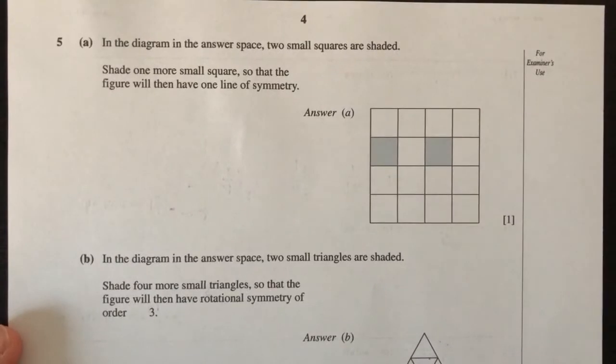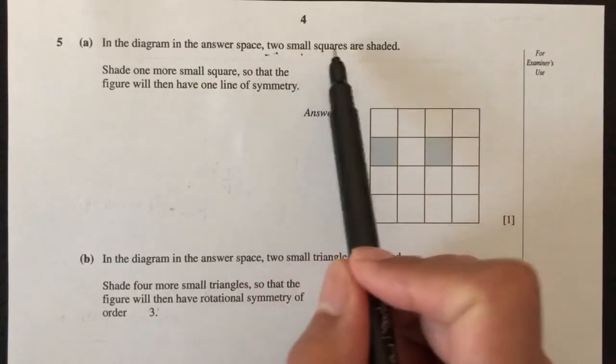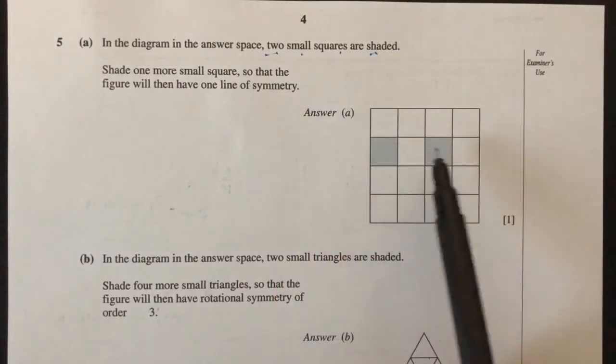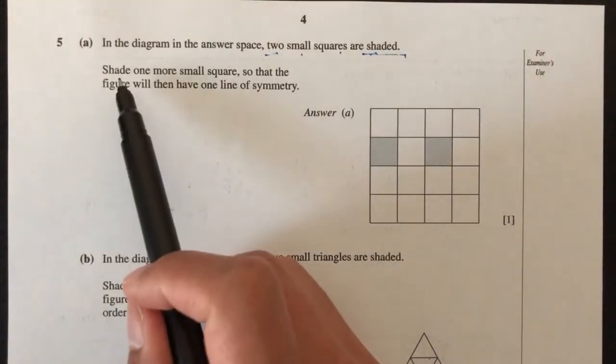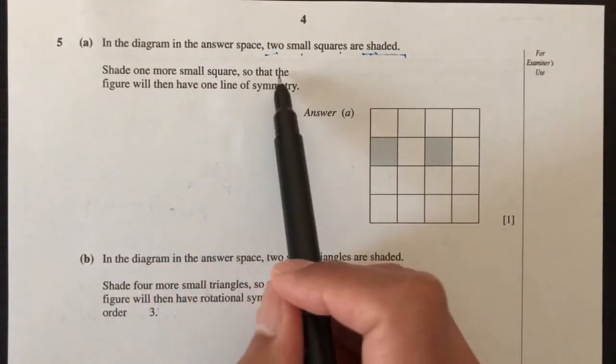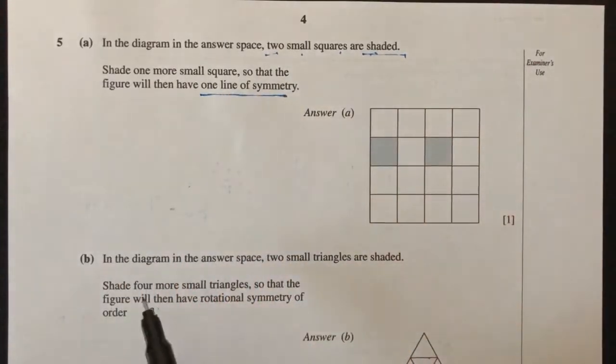Moving on to question number 5. In the diagram, in the answer space, 2 small squares are shaded. So here we have 2 squares that are shaded. Now it says shade 1 more square so that the figure will have 1 line of symmetry. So shade 1 more square. Where should you shade this 1 more square?